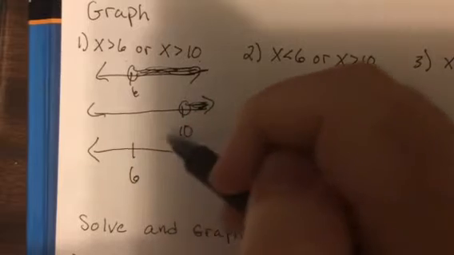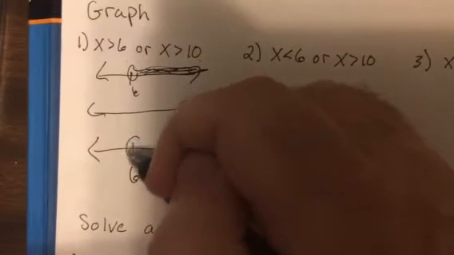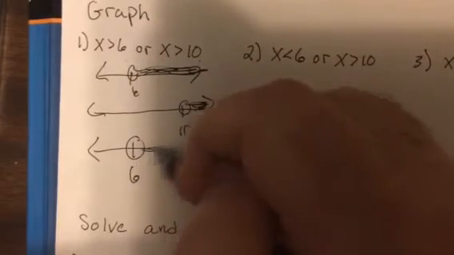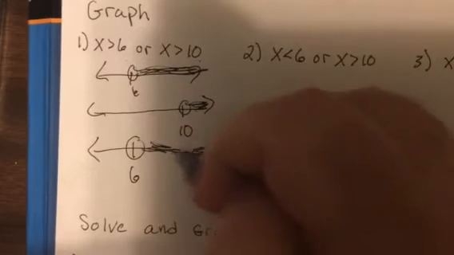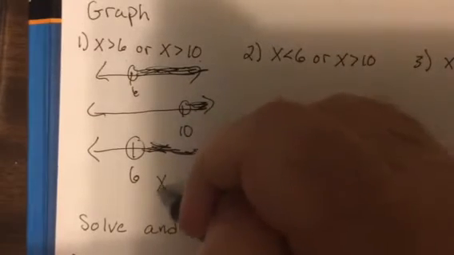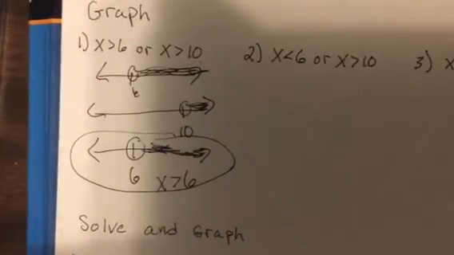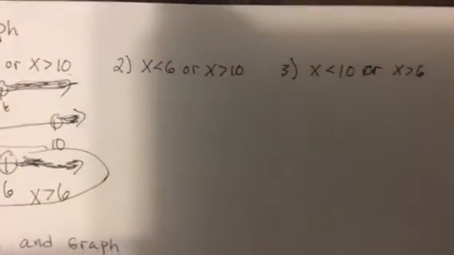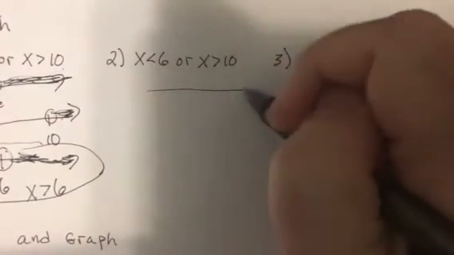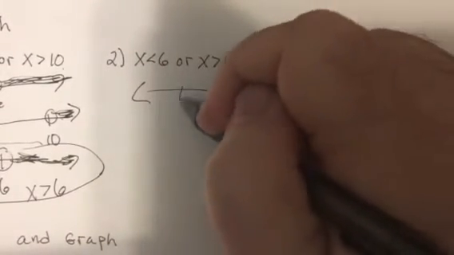I see shading, there it goes. So, everything bigger than 6. But notice everything bigger than 6 takes care of this. So that's my answer for this problem. If it's going in the same direction, it's the longer one. Now the next one, here's less than 6.